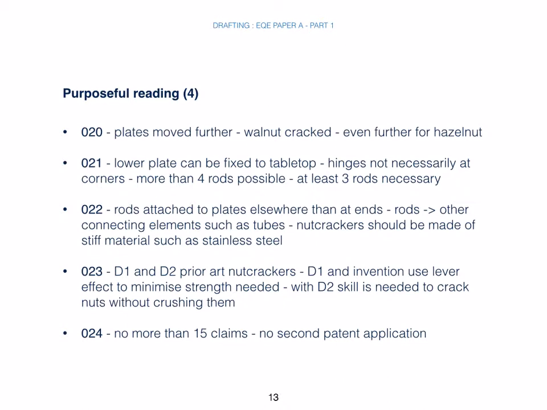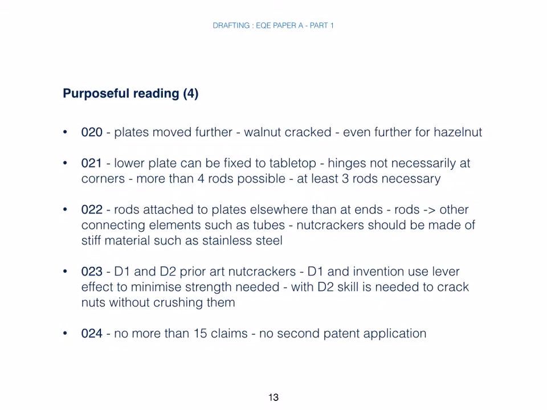In both examples of my invention, instead of connecting the plates to each other by rods, other connecting elements such as tubes could be used. The nutcrackers should be made from a stiff material such as stainless steel. So this paragraph 22 contains a lot of useful information for us, and I have noted down rods attached to plates elsewhere than at ends. Rods can be other connecting elements such as tubes. Nutcrackers should be made of stiff material such as stainless steel.